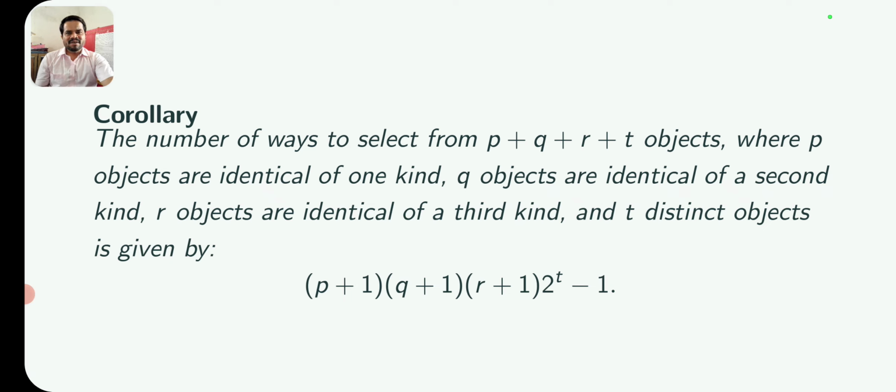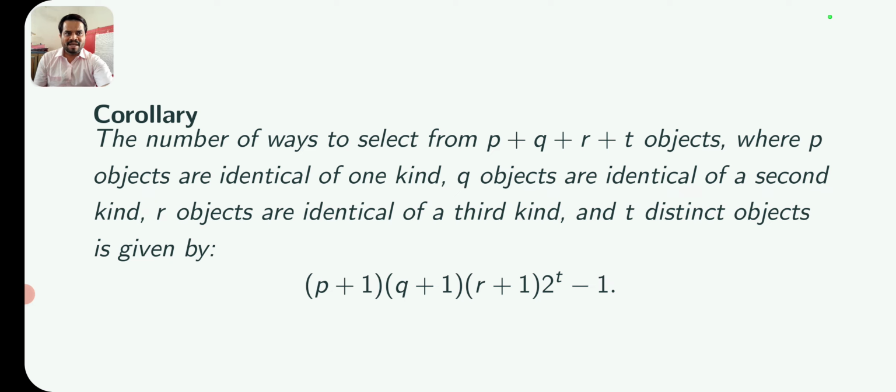Yes, and it is given by (P plus 1)(Q plus 1)(R plus 1) into 2 raised to T minus 1. Yes, so this result we have to show. So let us see. For each type we will follow again the same procedure that we have already explained in the previous theorem.